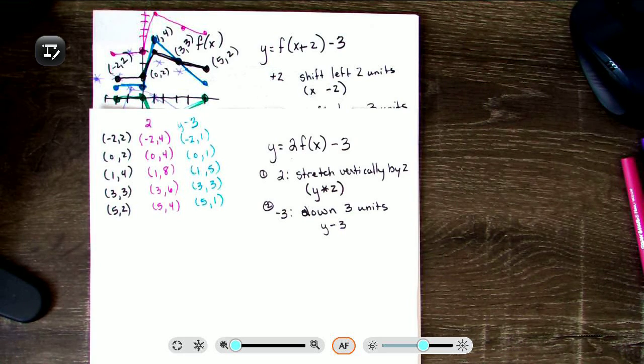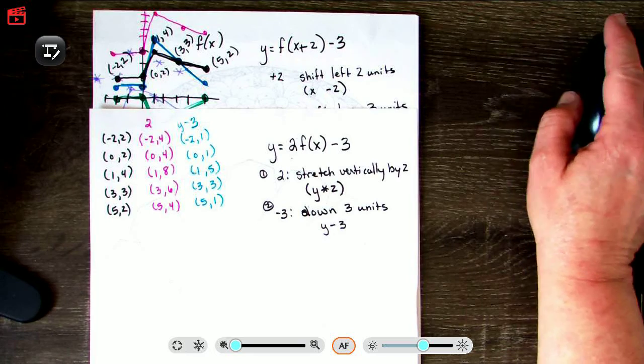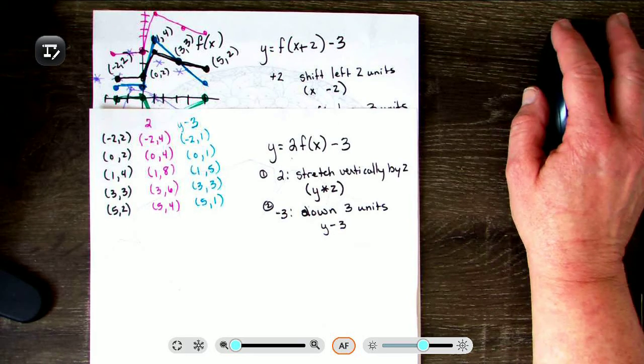But I do want to put a couple more examples out there on this shifting. If you're feeling comfortable, feel free to skip that video. But again, it never hurts to look at things over.